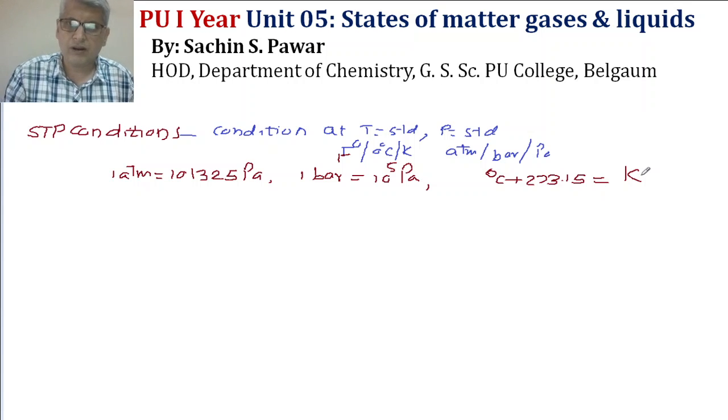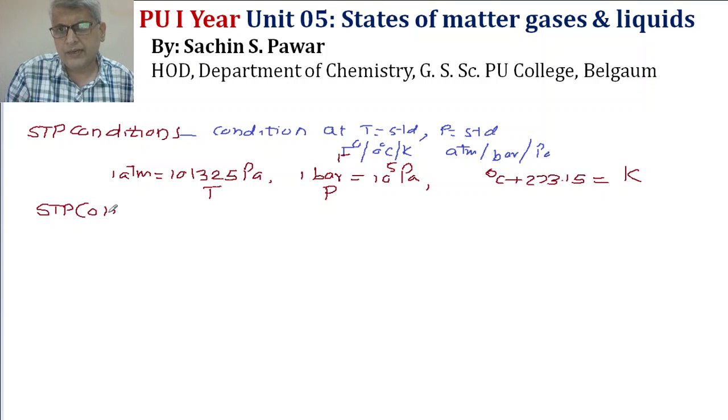Let us go for different STP conditions. When I say STP condition, we have fixed values of temperature and pressure. Old STP conditions, and we have one more STP condition which is now often used, that is new STP condition. Then we have SATP condition, and we have one more condition which is known as NTP condition. Let us see them one by one.